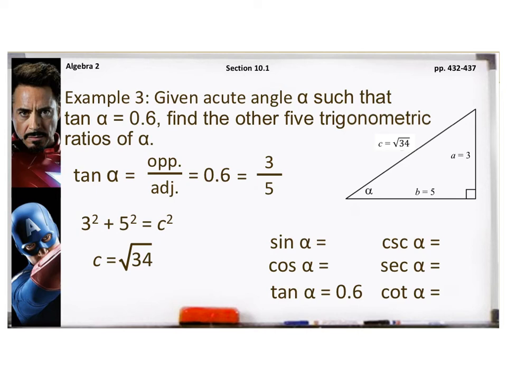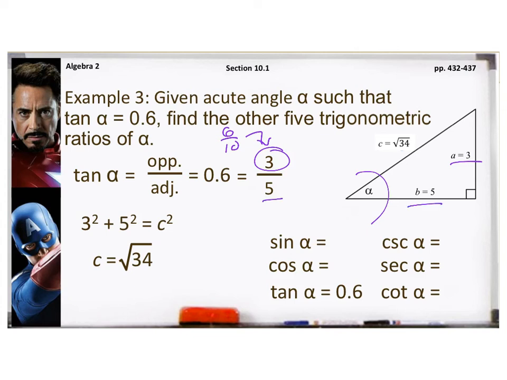Given an acute angle, alpha, that is, the tangent of alpha is 0.6. Find the other 5 trig ratios. Well, we know that 0.6 is 6 over 10, which simplifies to 3 over 5. We also know that the tangent is opposite over adjacent. So I'm going to draw a triangle, and I'm just going to label the sides. I pick an angle, so I'm going to pick this angle. And then I get opposite is 3, and opposite over adjacent. Adjacent is 5.